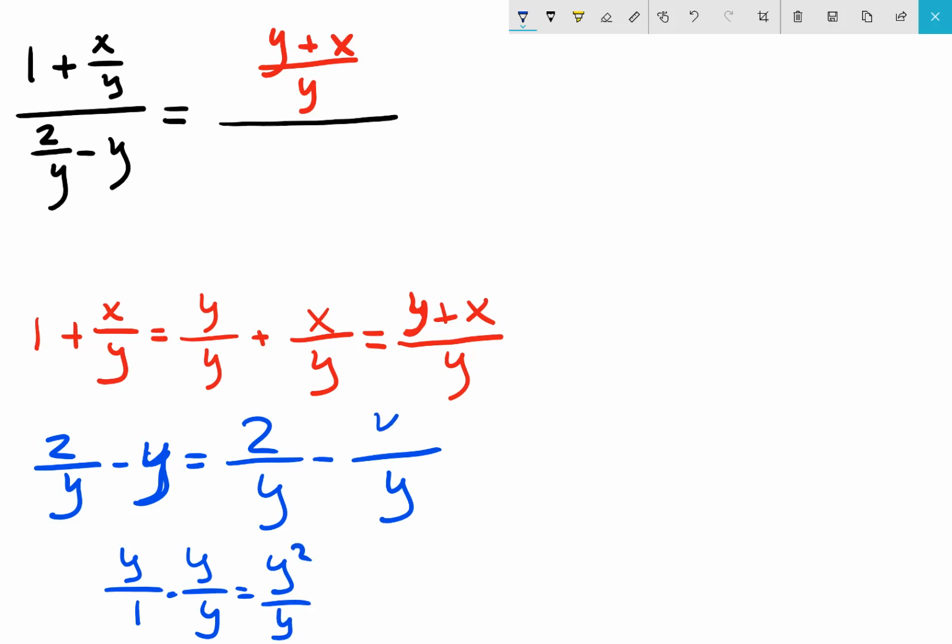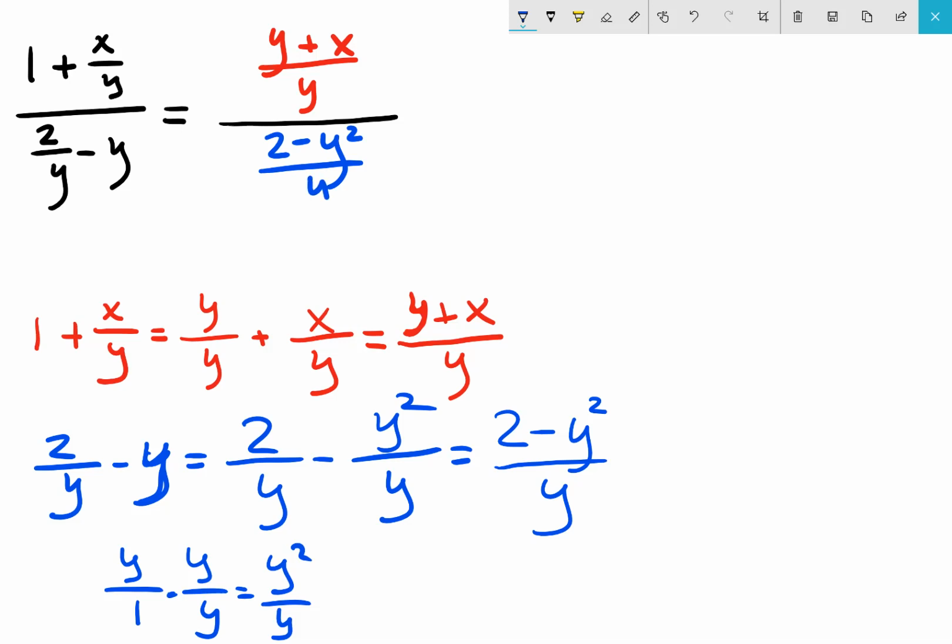So that's what this is. All right, so when we add those together, we add the numerators, 2 minus y squared, and the denominator stays the same. It does not change. So that goes here in the denominator, 2 minus y squared over y.